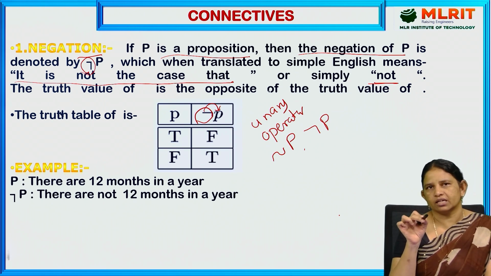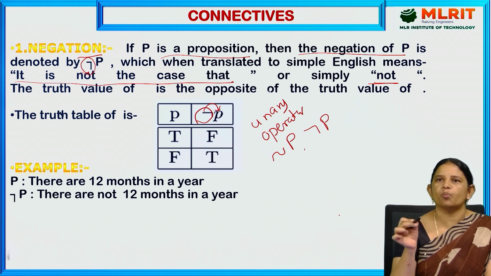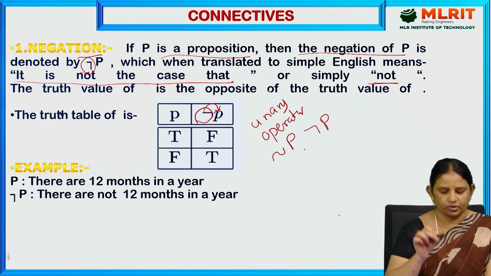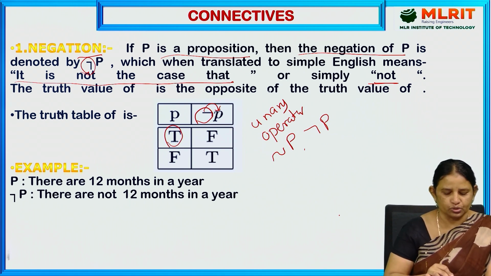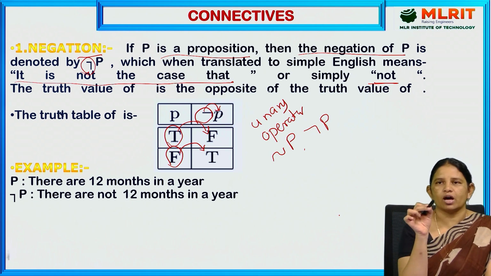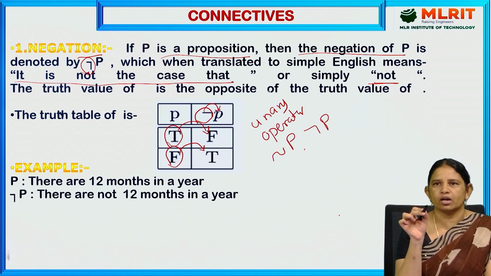What can negation do? Negation represents the opposite value of the truth. Suppose the truth value is true, then the opposite is false. If the truth value is false, the opposite is true. That means the negation of a true value returns false, and the negation of a false value returns true.